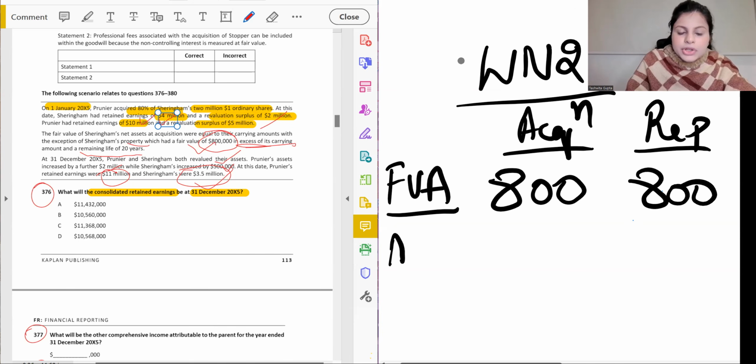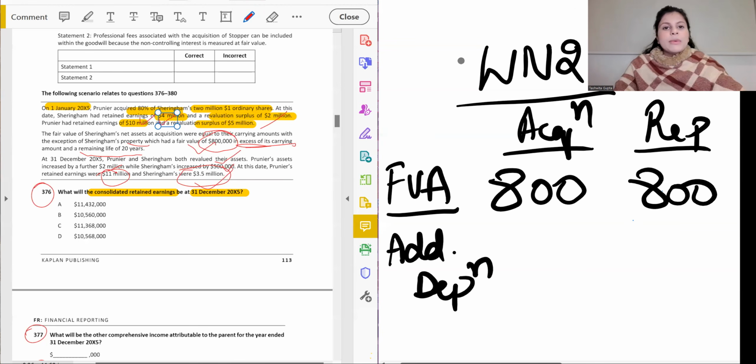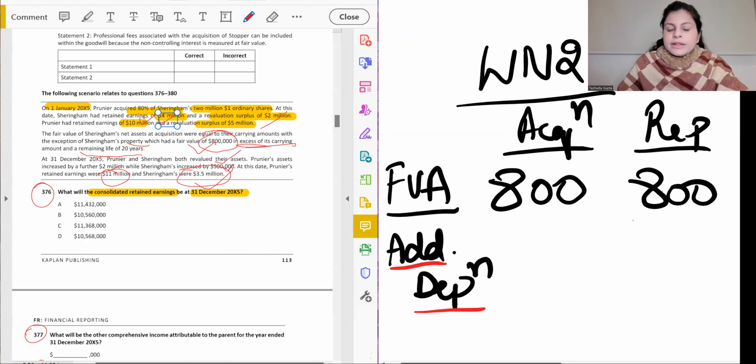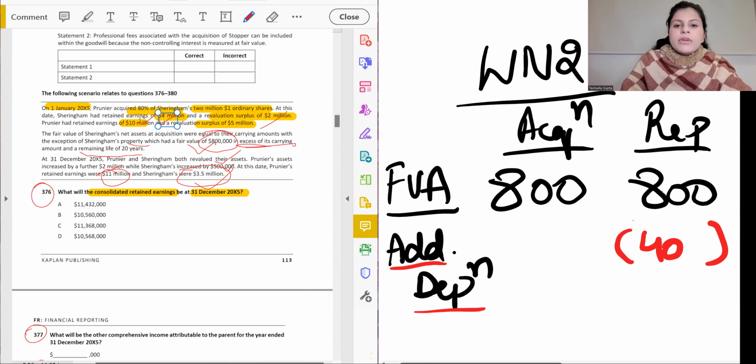This gives rise to additional depreciation. So this additional depreciation affects which column? Acquisition date column, reporting date column? Just the reporting date. So what's the life of the asset? Life of the asset is 20. What is 800 divided by 20? What's the depreciation? 800 divided by 20? 40. So the depreciation is 40.